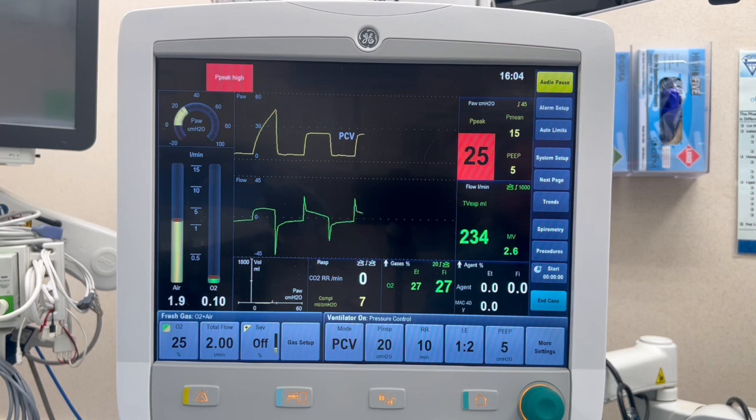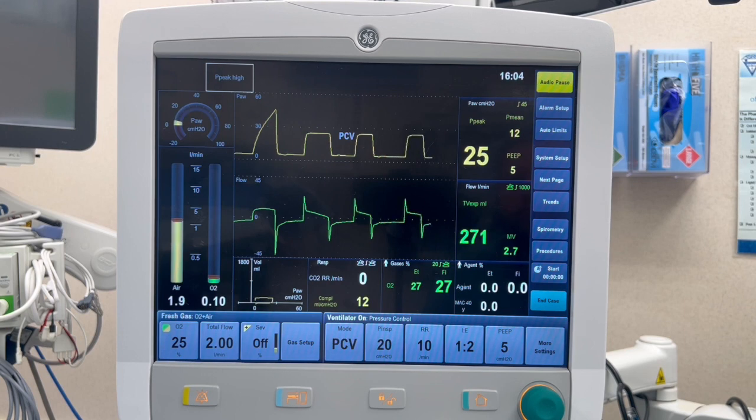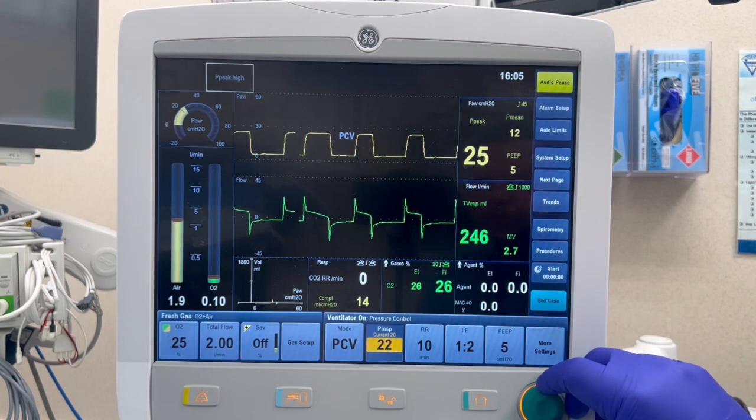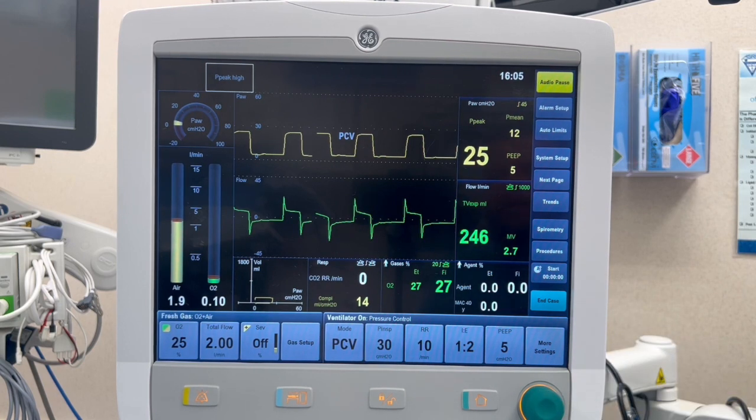Now that we've titrated to pressure control ventilation, we can see that our peak pressures have decreased from 46 into the mid-20s. We have a set inspired pressure of 20, respiratory rate of 10, I:E ratio of 1:2, and we're achieving volumes of 271. Our volumes are in the 270s, which is very similar to where our volumes were on the volume control ventilation. However, our pressures are much better at 25. But minute ventilation of 2.7 is still very low, so we'll increase our inspiratory pressures to achieve higher volumes.